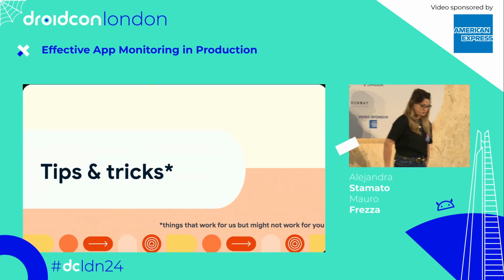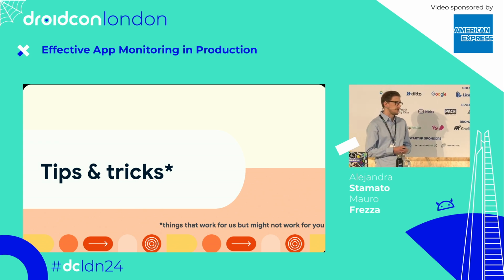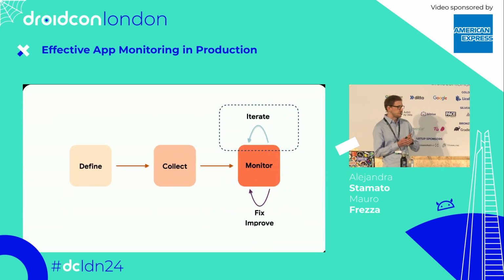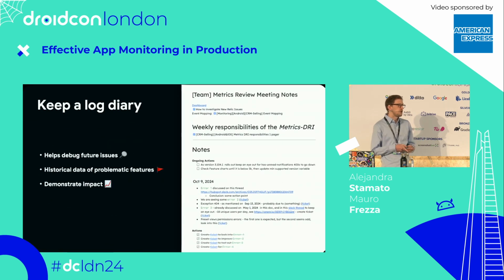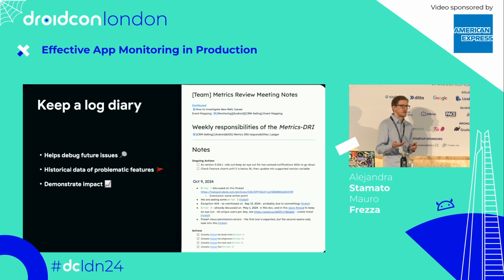Okay, so now we went very technical in all the aspects, but we just want to leave you with some tips and tricks that may work for you, so take it with a grain of salt. We are in the iterate phase, where we are just trying to improve the process of monitoring the app. The first one is, once you start monitoring constantly and having a periodic meeting to check the metrics, keep a diary of what's investigated, what problems you notice, what has been discussed, and any action items that you want to create out of that.